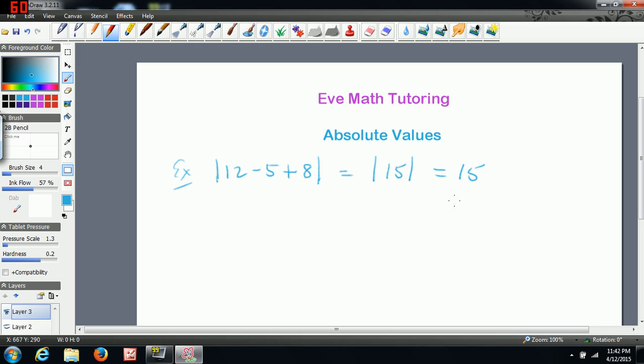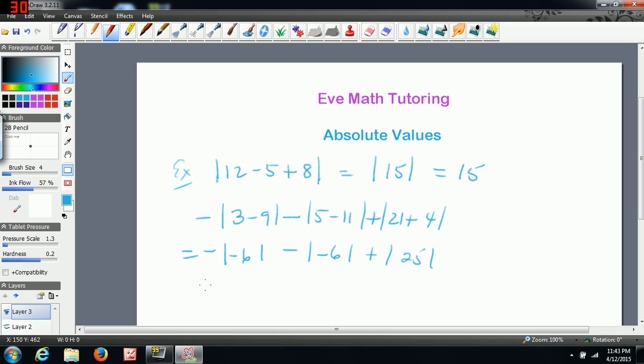So the absolute of any number is just the positive of that number. Okay, let's do another example. So these are absolute values here. Again, I'm going to do whatever is inside the absolutes first. So I can even write them in. Now 3 minus 9 is going to be -6. 5 minus 11 is also -6. And 21 plus 4 is going to be 25.